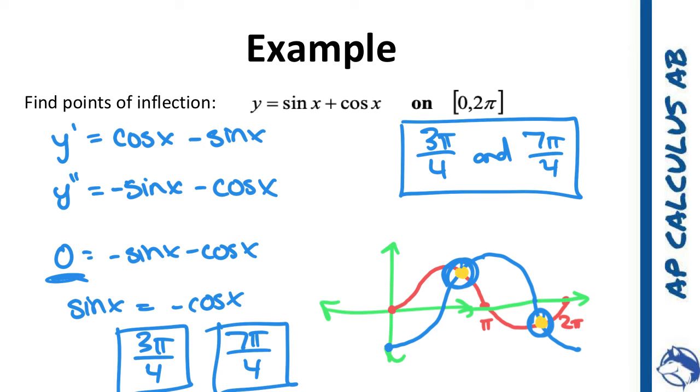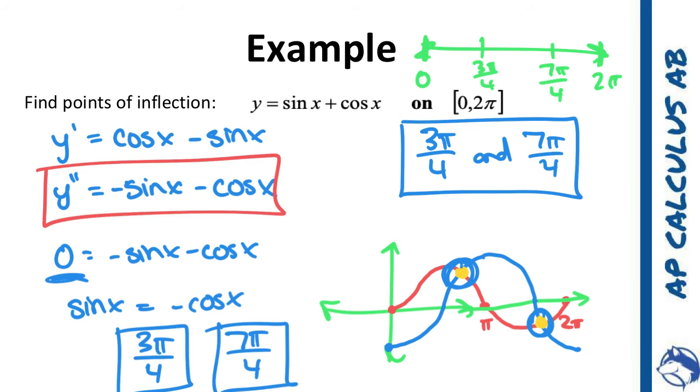We would want to just double check though and make sure that we did this properly. So if we created a number line, we would want to make sure that one, we started at 0 and we ended at 2 pi, but that 3 pi over 4 is in here and 7 pi over 4. So I've got to just test my intervals for the second derivative. So I'm looking at the second derivative here. If I plug in 0, which is definitely to the left of 3 pi over 4, I'm going to get 0 for the sine and a negative 1 for cosine, so that one's going to be a negative.